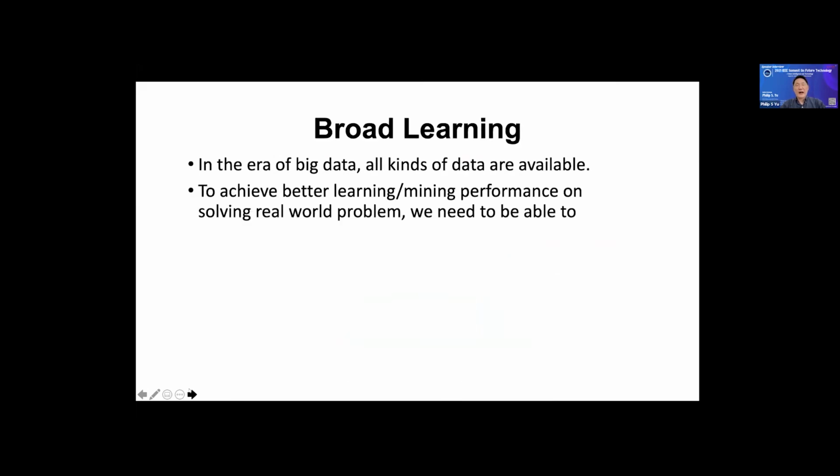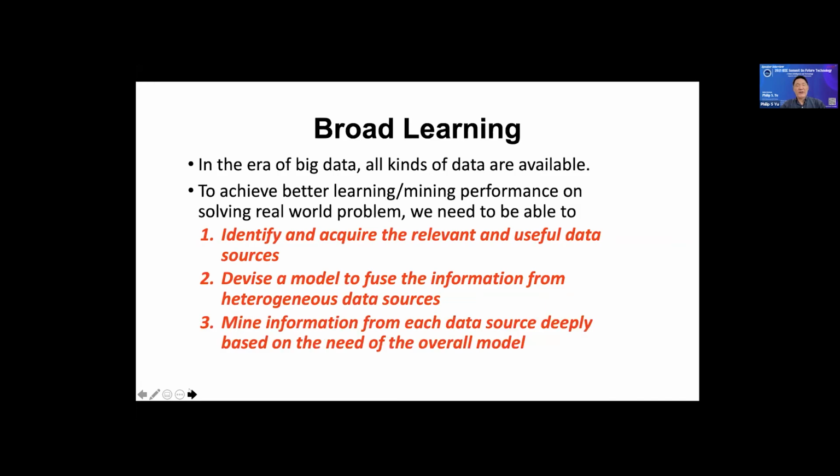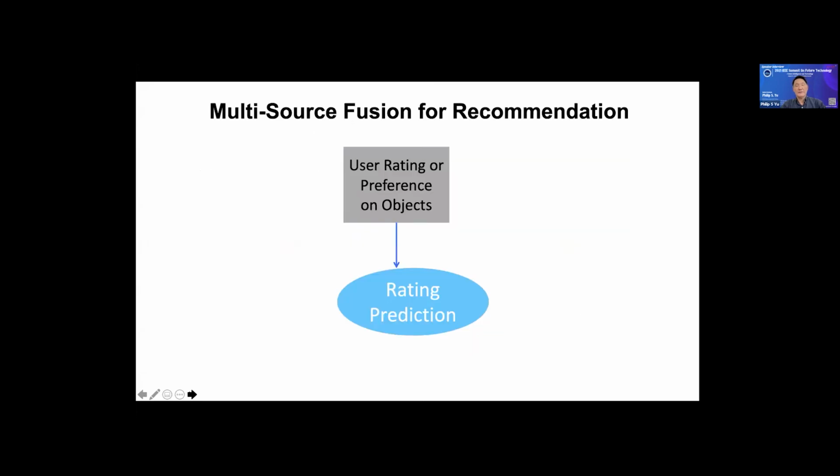So in the era of big data, we actually have all kinds of data available. Big data doesn't mean that we have a very big database with many attributes. Actually, there are all types of information. So in order to do better learning, we need to be able to first identify and acquire the relevant and useful data sources, and then devise a model to fuse the information from these heterogeneous data sources together. And then for each data source, we can mine the information from that data source deeply based on the need of the overall model.